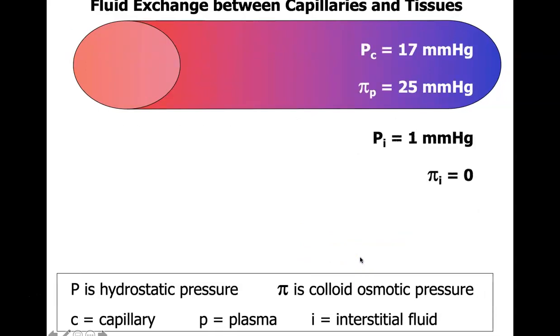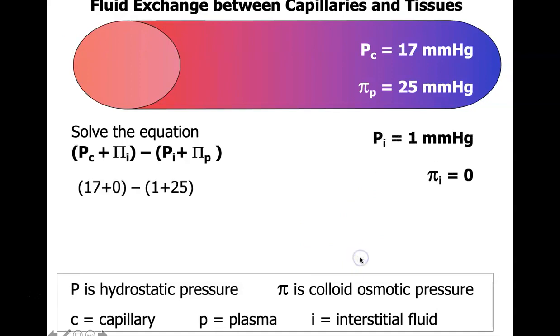When we take some different numbers, solve our equation, and end up with a negative number, that is favoring absorption. So if you plug things into this equation and get a positive number, that's filtration, and you get a negative number, that's absorption.